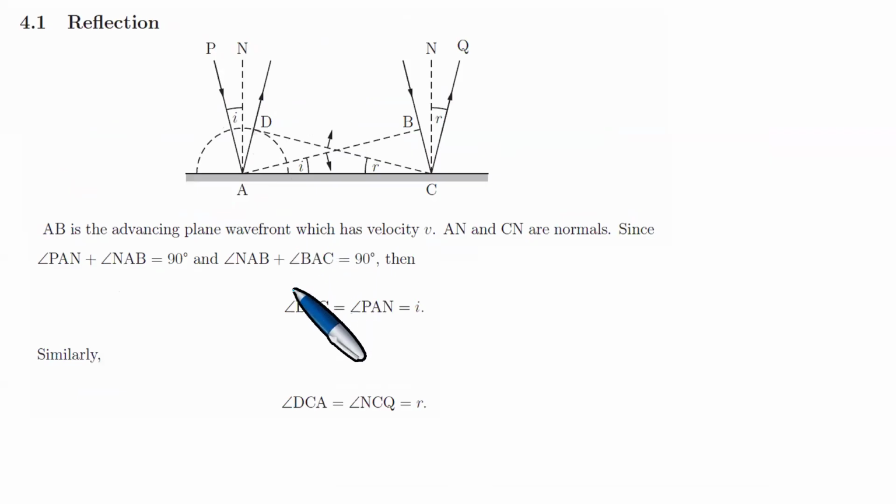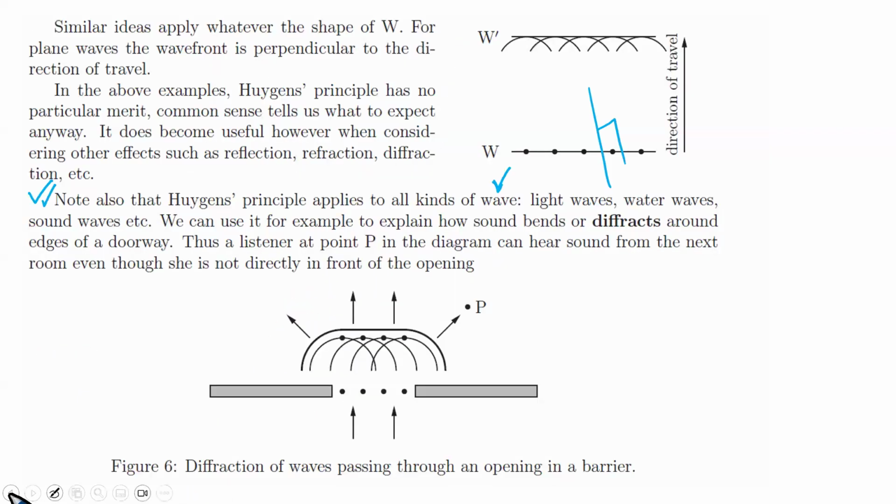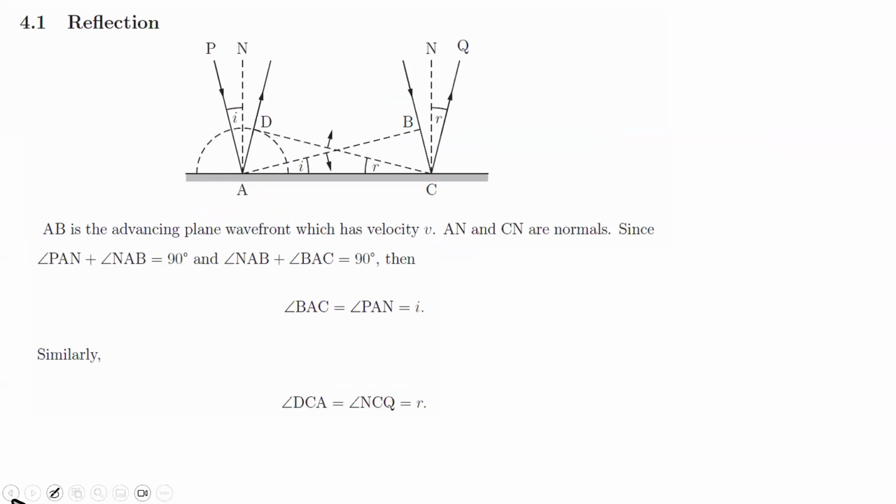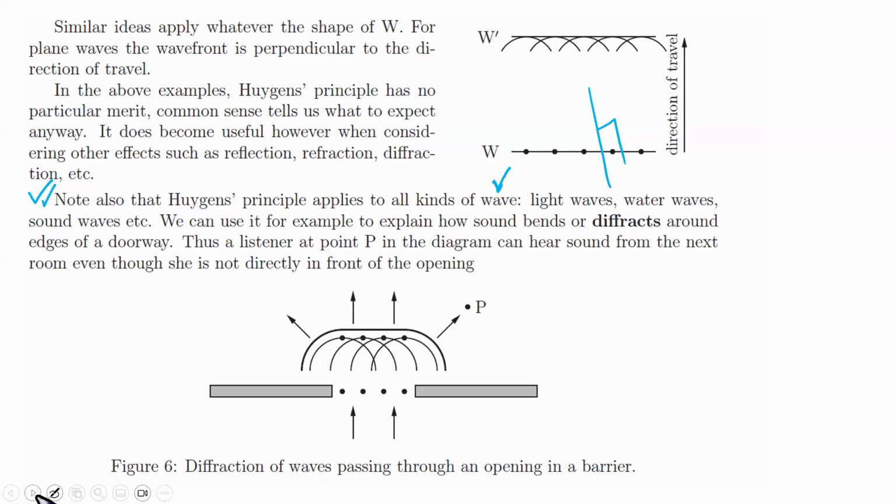Let us look at reflection, because before we were looking at Huygens principle. We've discussed diffraction. We use it, for example, to explain how sound bends or diffracts around the edges of a doorway. So, diffraction of waves passing through an opening in a barrier.